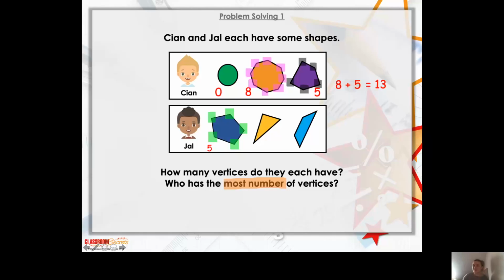Can you remember? Well, we've got 1, 2, 3. So he's got 3 for his triangle. So far he's got 5 and 3. What about the last shape? Well, he's got 1, 2, 3, 4. So he's got 4 on his last shape. So he's got 5, 3, and 4.